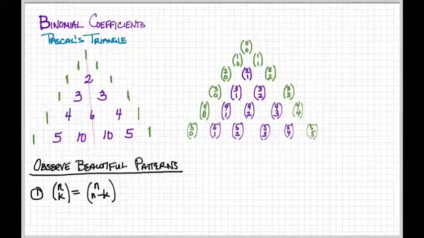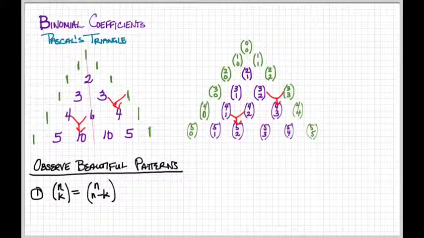Another beautiful identity is the way that the triangle is created in and of itself. You will remember that if you take two adjacent entries and you add them, you get the entry between them on the line below. This happens regularly. So that means 4 choose 1 plus 4 choose 2 is going to be 5 choose 2, or 3 choose 2 plus 3 choose 3 is going to be 4 choose 3.